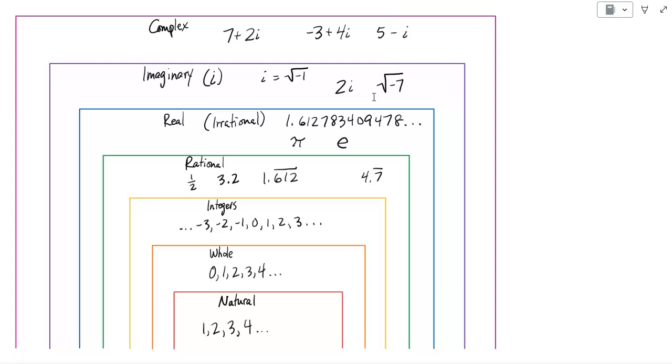Again, great to know definitions. You got to know what words mean when it comes to math because it's very, very precise.